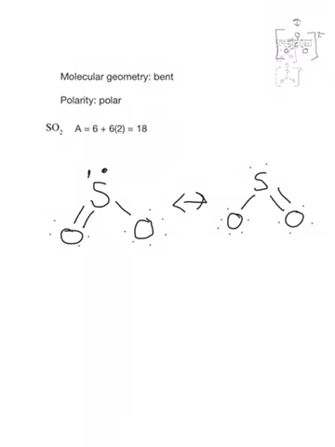And then finally, the molecular geometry for the structure is bent. Yes, there are 1, 2, 3 areas of electron density, but because there are only 2 bonded regions and only 1 lone pair, it is bent, so it looks like this. And then the polarity of this molecule is polar. We have lone pairs on the central atom, so the electron distribution is uneven.